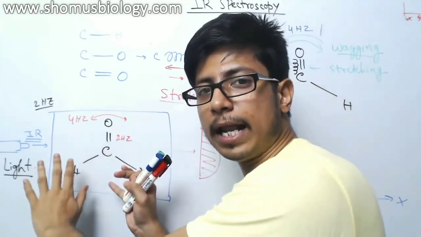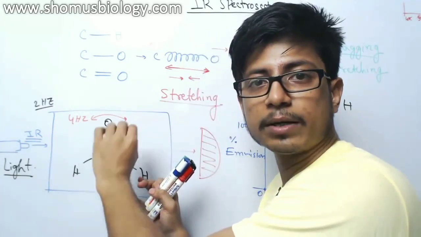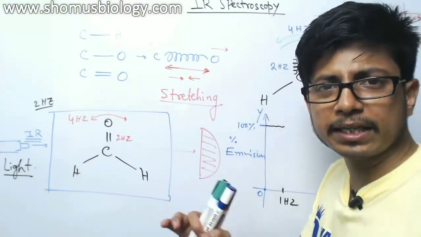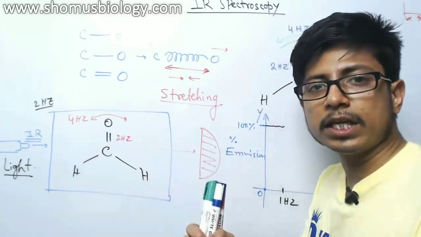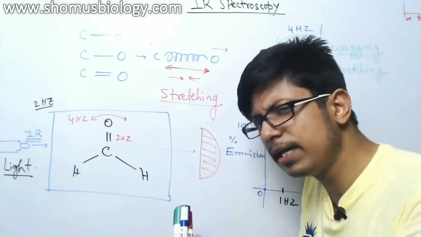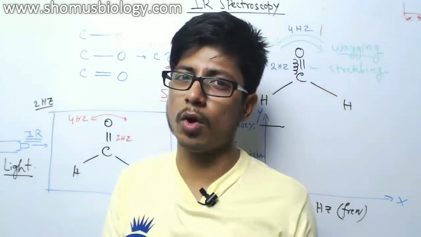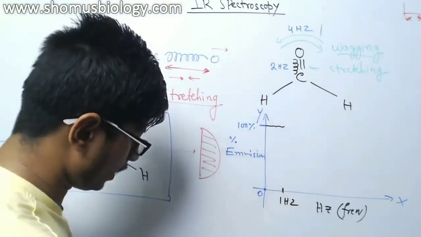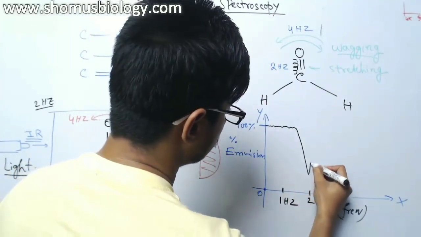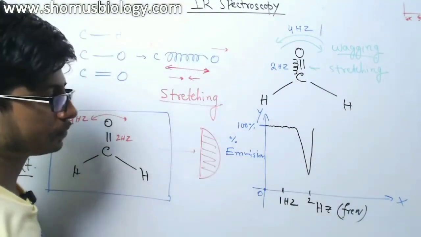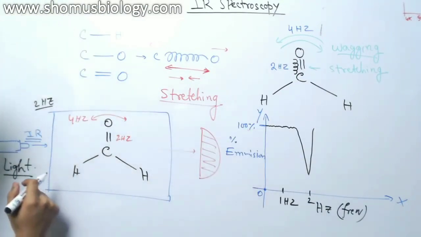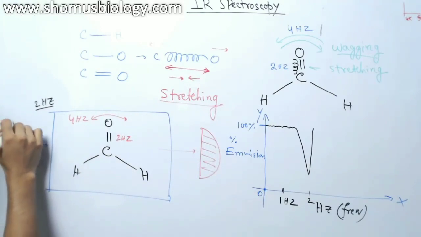Theoretically it should absorb all the light because it will get the energy and start stretching itself, but sometimes, due to practical experience, you can see that some part of this radiation also passes to the detector, but the detector detects very little, which acts as background noise. So for the 2 Hertz, you will see a sharp drop in the emission.